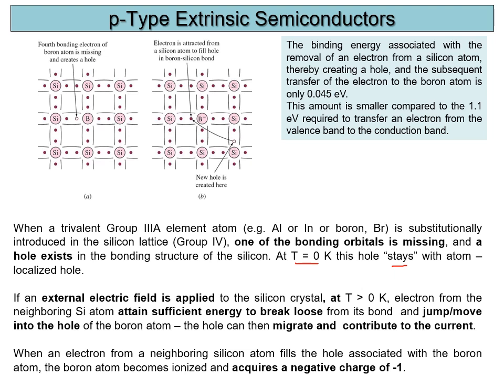If an external electric field is applied to the silicon crystal at T above absolute zero temperature, an electron from a neighboring silicon atom attains sufficient energy to break loose from its bond and move into the hole of the boron atom. The hole can then migrate and contribute to the current. When an electron from a neighboring silicon atom fills the hole, the boron atom becomes ionized and acquires a negative charge of -1.